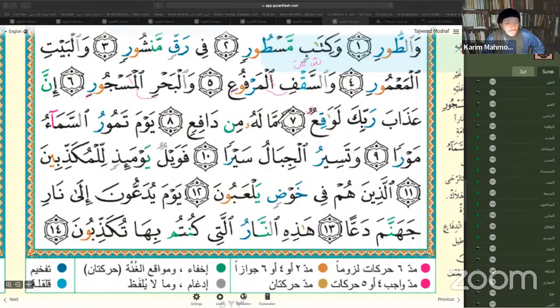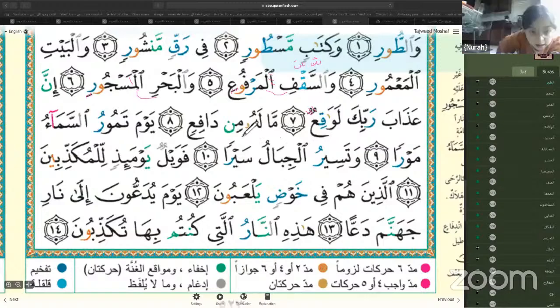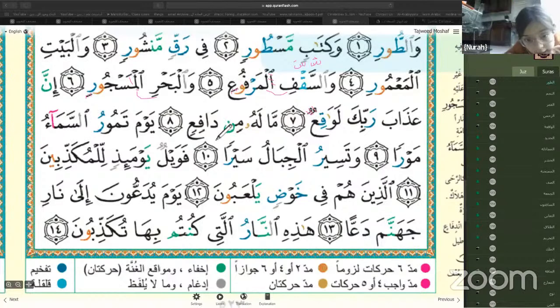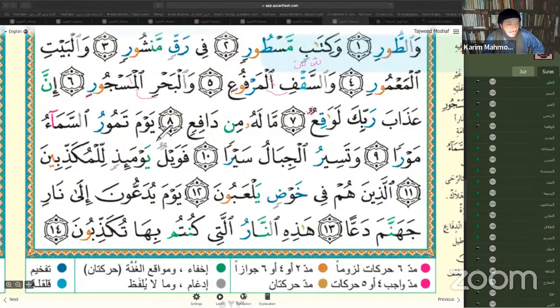No, you've got to stretch. This is a stretch. This is a double meem and alif. Ma. It doesn't say dafiq. Look at it. Dafi'. Again. Good. Next.